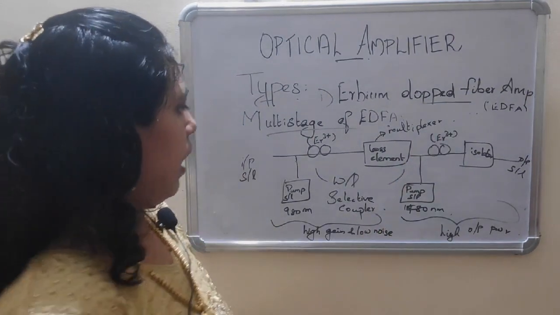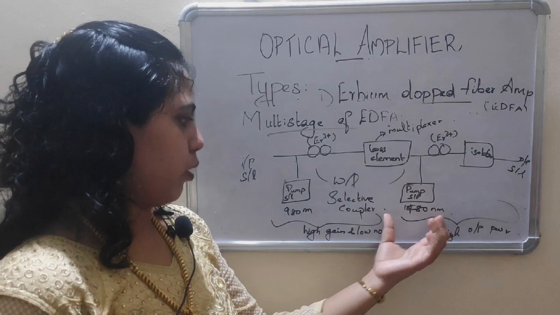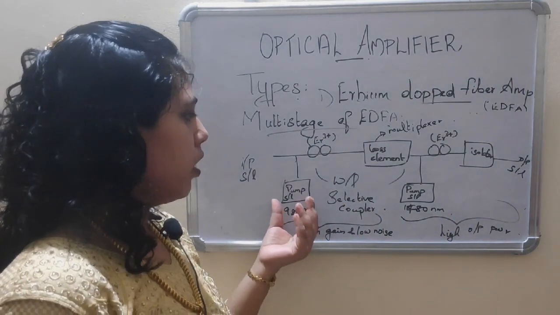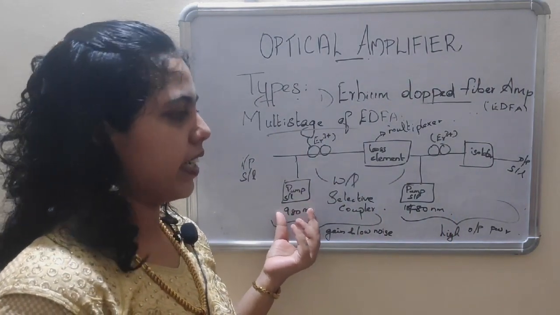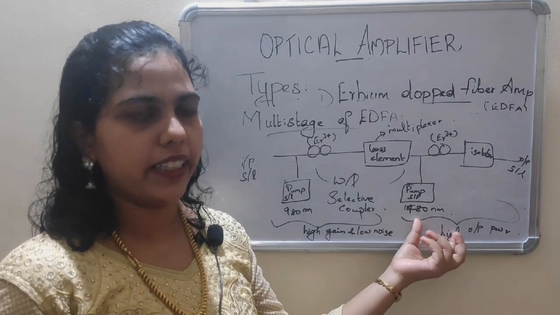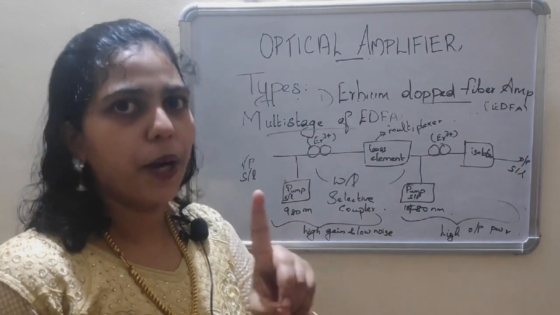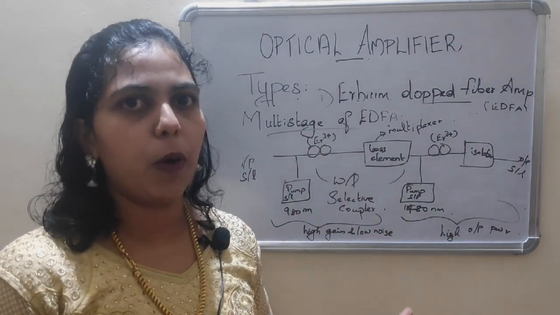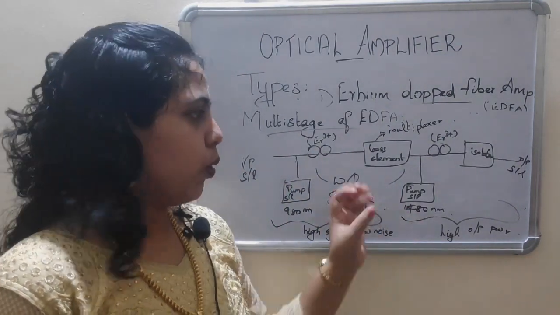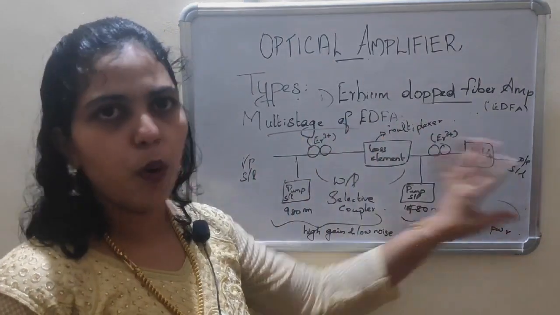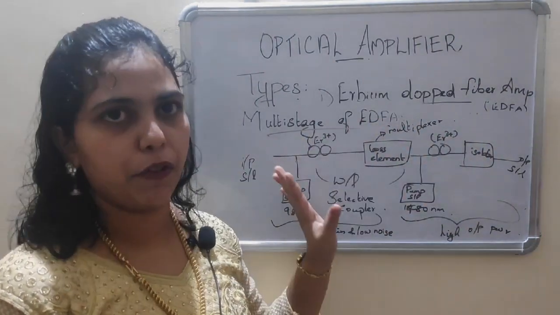And here also two pump signals are used. Already we have discussed this: the range of 980 nanometer and 1480 nanometer. Even if one pump signal is affected, there is no problem in the system performance.